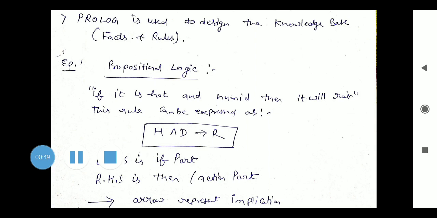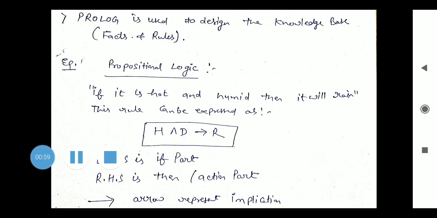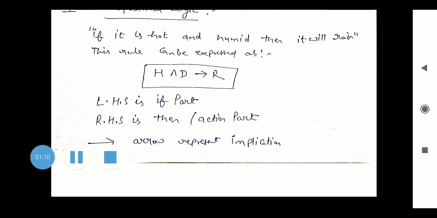For example, propositional logic: if it is hot and humid, then it will rain. This rule can be expressed as H and D arrow R. Hot and humid, that depends, it will rain. So the sentence is divided into two parts: if part and then part. LHS is the if part, and RHS is the then part or action part. Arrow represents implication.